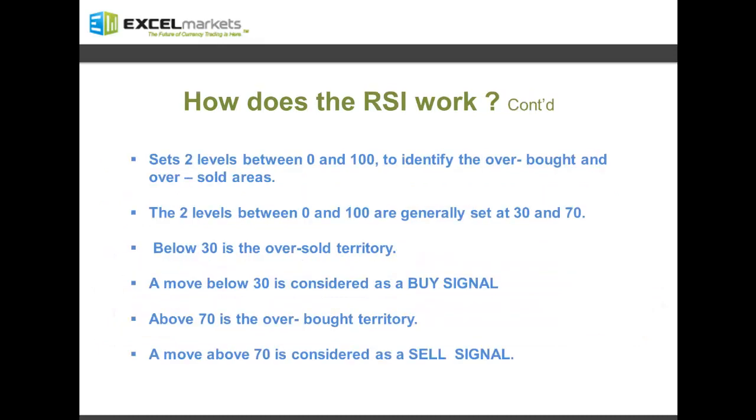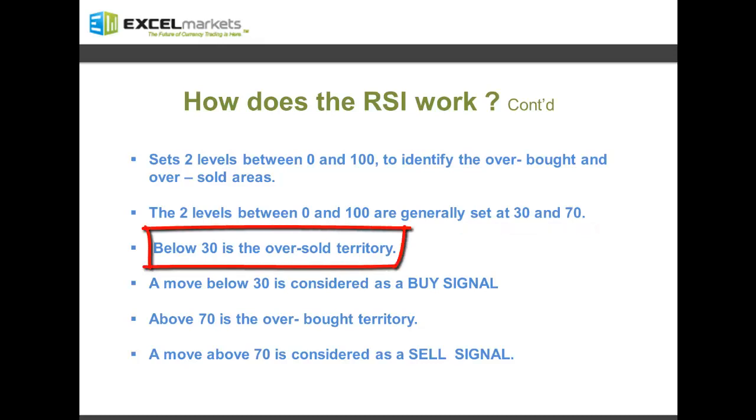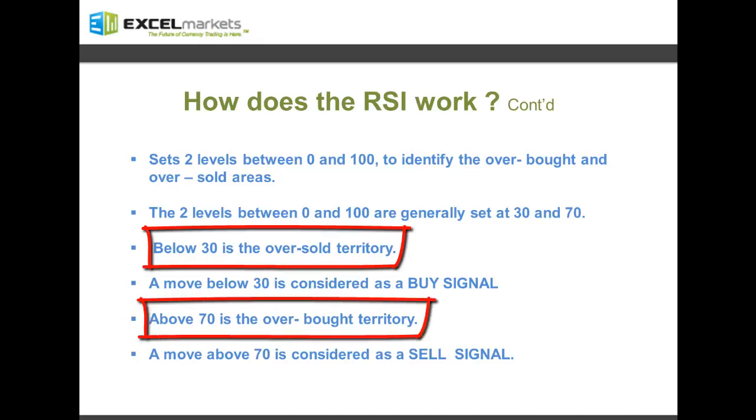There are another two levels fixed between these fixed minimum at 0 and fixed maximum at 100. These two levels between 0 and 100 are used for identifying the overbought and oversold areas. They are generally set at 30 and 70. Below 30 is considered as the oversold territory, and above 70 is considered as an overbought territory.